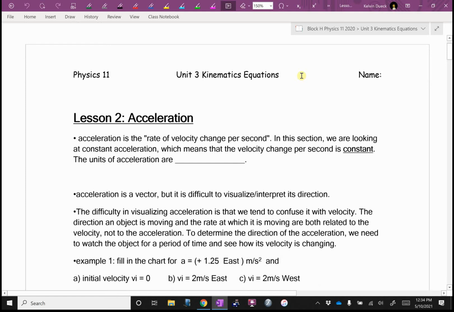Acceleration, the official definition, is the rate of velocity change per second. Liam, it's how fast your velocity is changing. A bigger acceleration means you're speeding up or slowing down quicker. A smaller acceleration means you're speeding up or slowing down gradually. An acceleration of 0 means you're not speeding up or slowing down. We have a fancy phrase for that. We call that constant velocity.